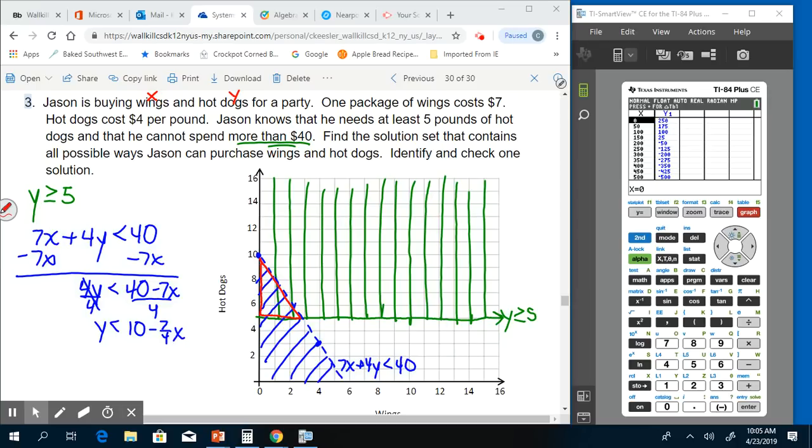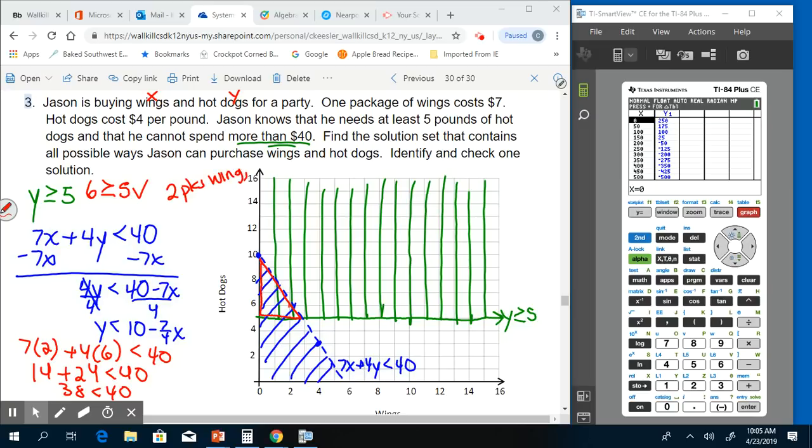So we could get, looks like, 2 packages of wings and 6 pounds of hot dogs to work. So let's check that out. If I put in 6 here, 6 is greater than or equal to 5, so that works. And if I do 7 times 2 plus 4 times 6, I should be less than 40. Let's just prove it. So that's 14 plus 24 should be less than 40. And $38 is less than 40. So we could do 2 packages of wings and 6 pounds of hot dogs as our answer.